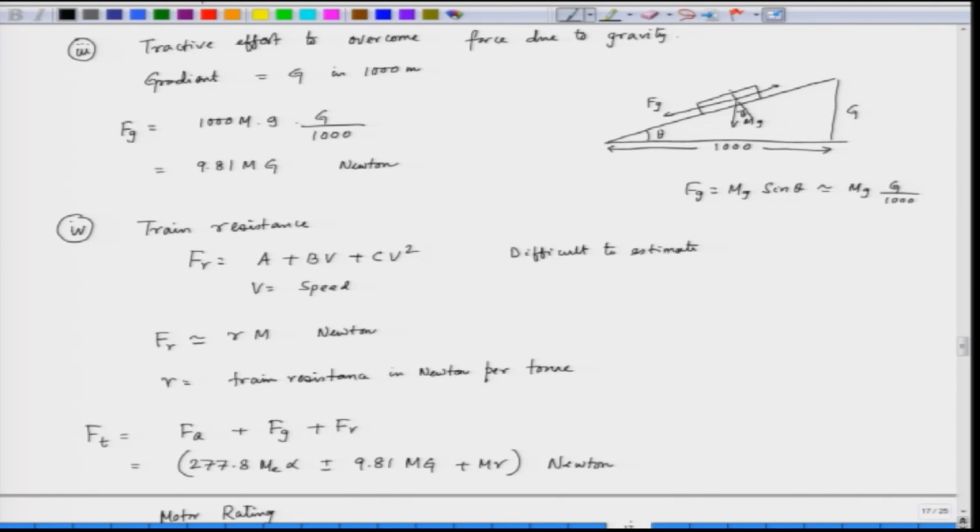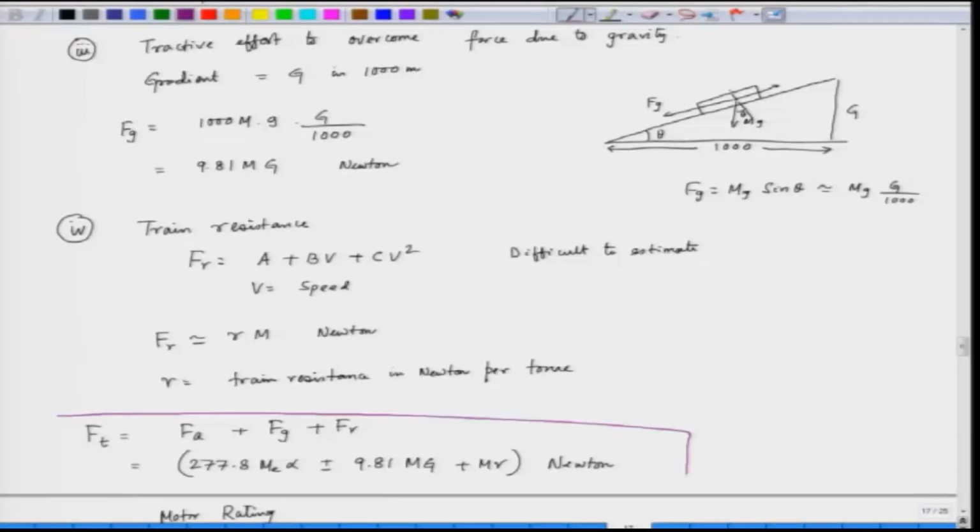So, we saw that the tractive effort consists of the accelerating effort, the effort to overcome the gradient, and the effort to overcome the train resistance. So, if you want to find out the time to reach a certain speed, we have to find out the tractive effort which is being seen by the train, and that is given by this expression. So, this expression is extremely important. We have to remember the expression and use it at appropriate places.